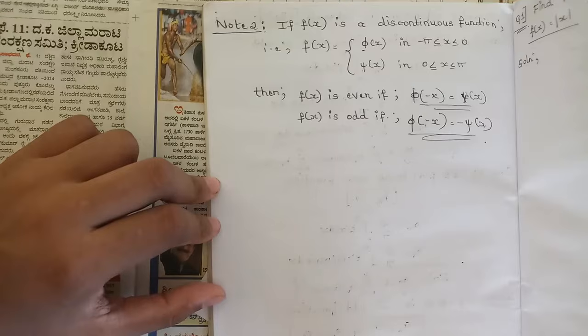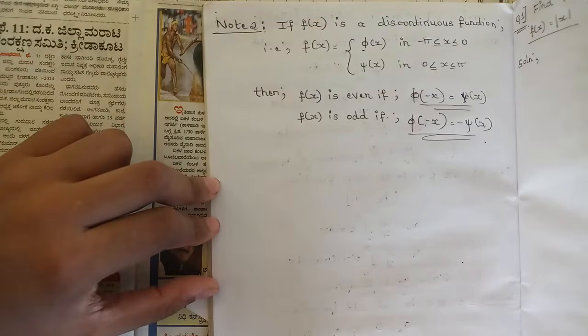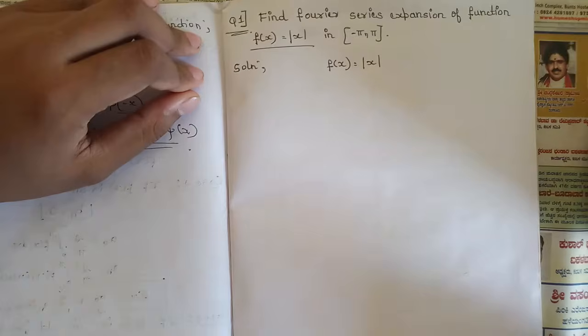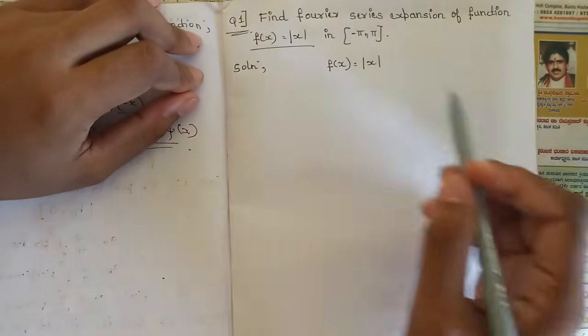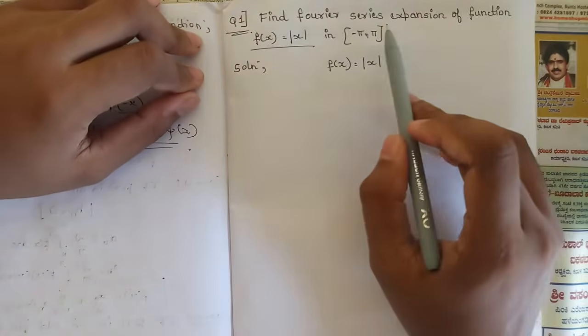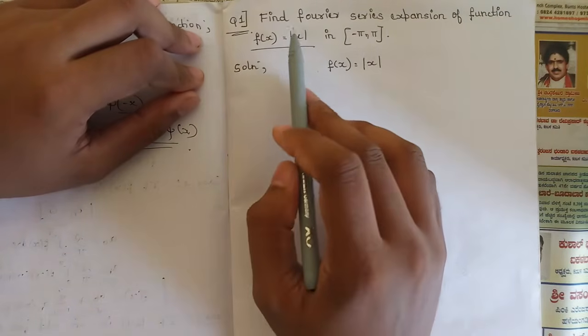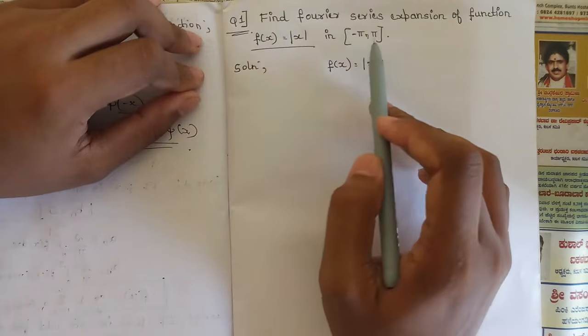Now let's solve a few problems. There are two basic and very important problems which you need to practice, and similar types of questions might be asked in the exams. The first problem statement: find the Fourier series expansion of the function f of x equal to mod x in the interval minus pi to pi.